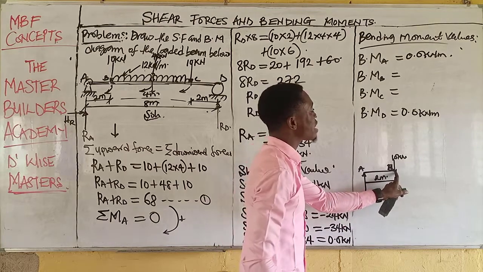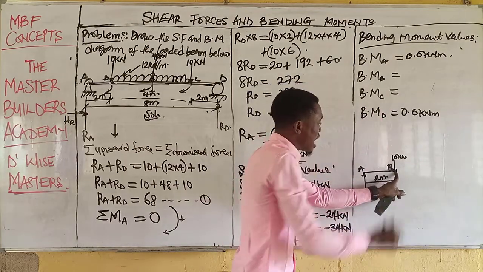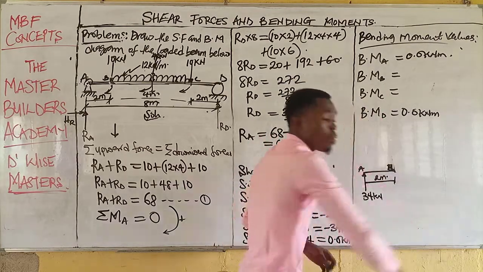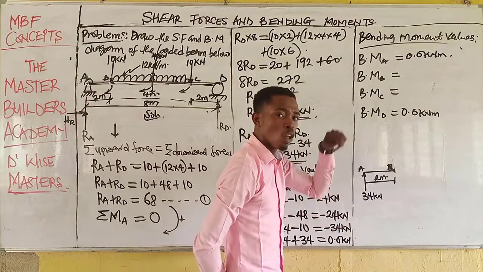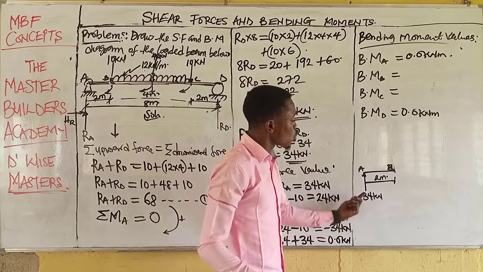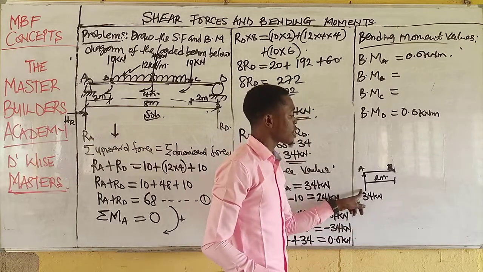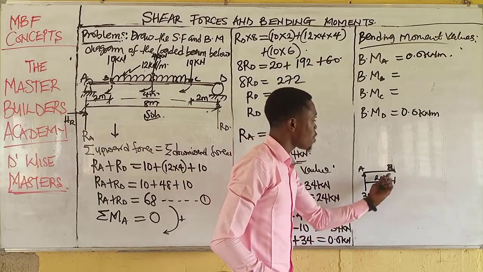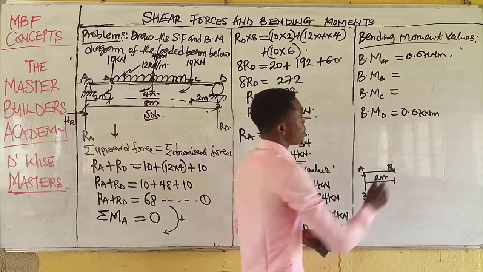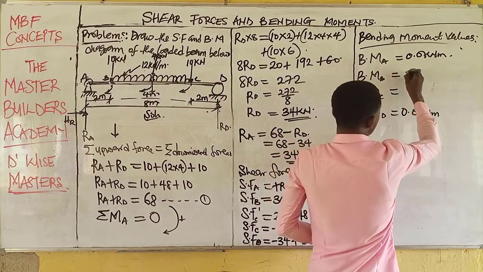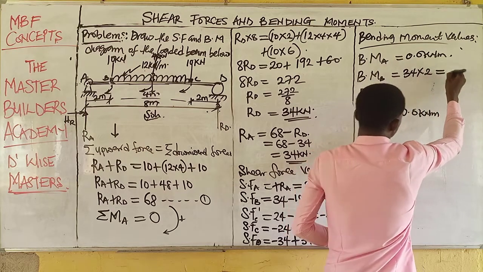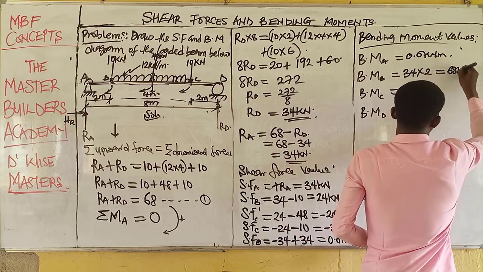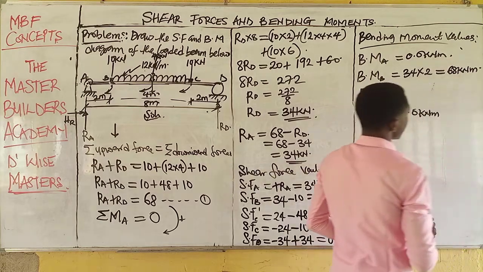If I am taking moment at B, like I have stated here, that is to say the reaction at B is 0. There will not be load there because any point where you are taking moment, the load or the reaction there is 0. So the only active force here is this reaction. And what's the distance of 34 from this point B? It is 2 meters. So the moment at B would have given us 34 multiplied by 2, and this will have given us 68 kilonewton meter.